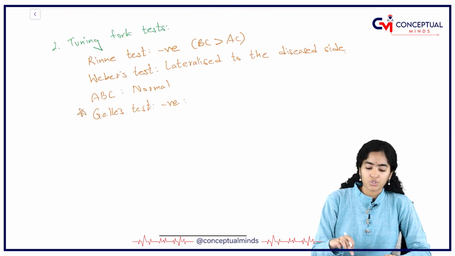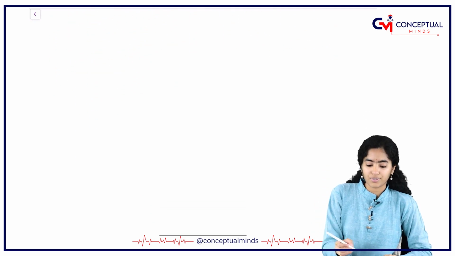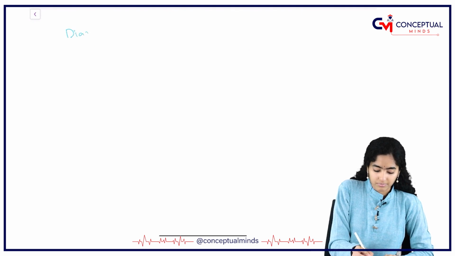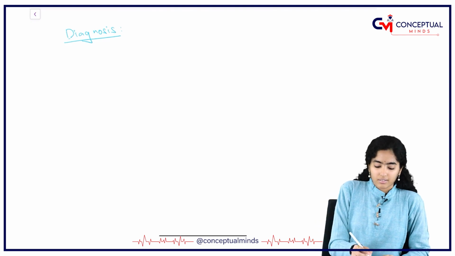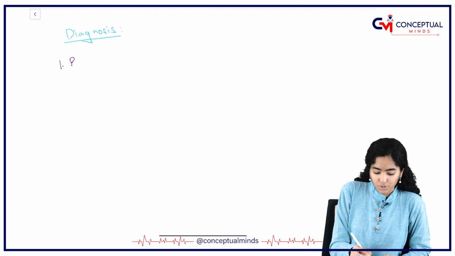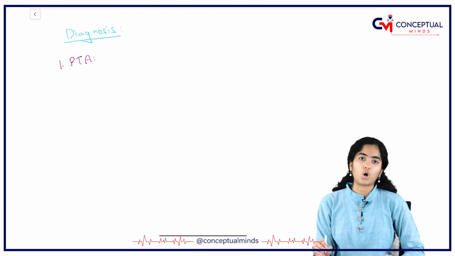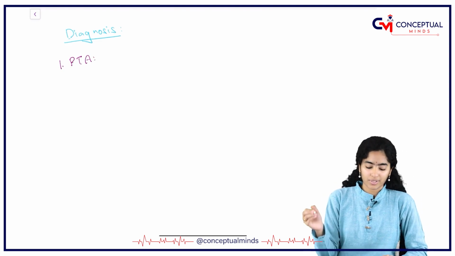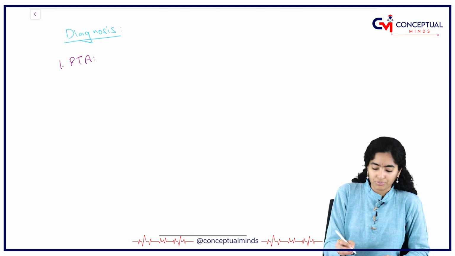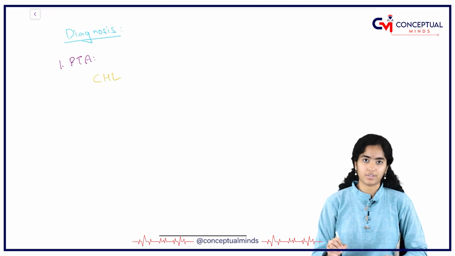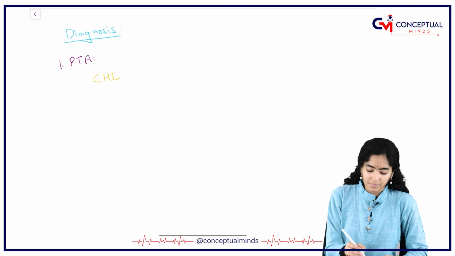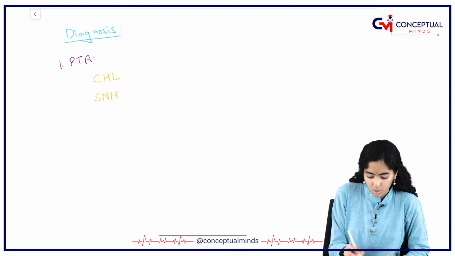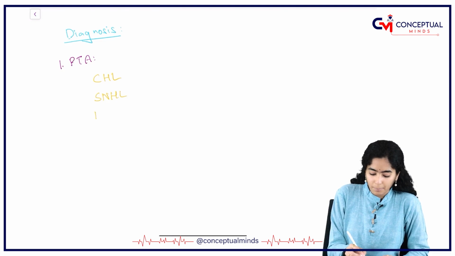Now, let us move on to the management part of this disease. First comes diagnosis. The first test, the basic test that we perform in any patient of hearing loss is our pure tone audiometry. And in pure tone audiometry, what do we see? Conductive type of hearing loss is seen. And sometimes sensorineural hearing loss is also possible, and that time we see a mixed graph, a mixed pattern.